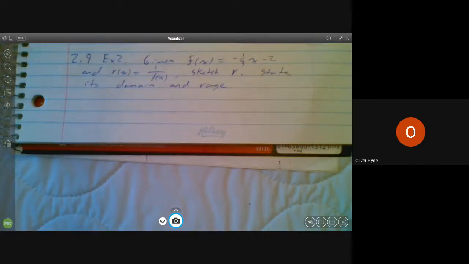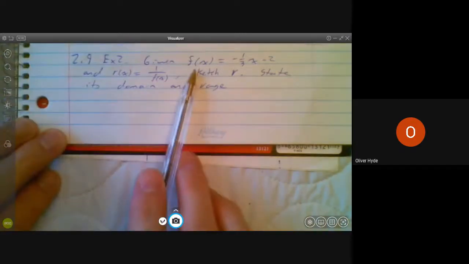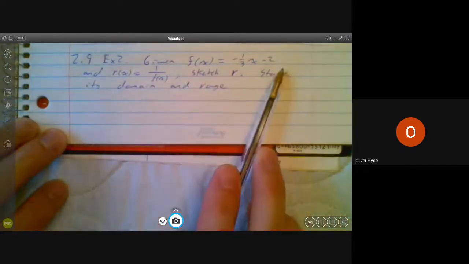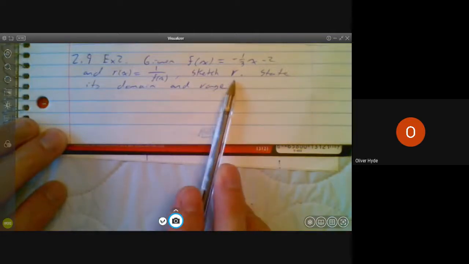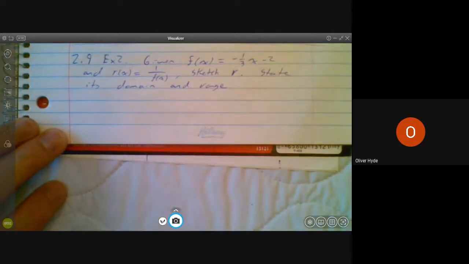And we're back. Let's take a look at lesson 2.9 on reciprocating functions. This is example 2, for which there's a quick graph on the bottom of the lesson, but not really a process. We are asked to take a look at what the reciprocal of this linear function looks like. I've decided to add in the direction sketch R and state its domain and range.